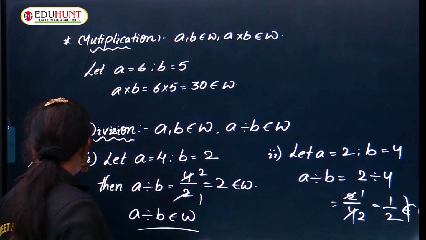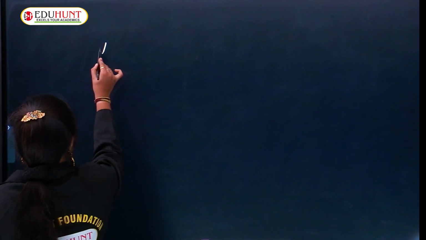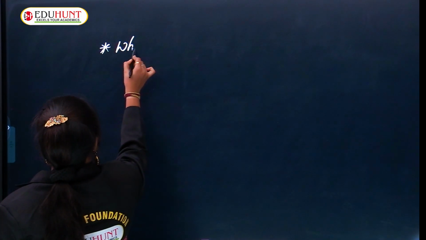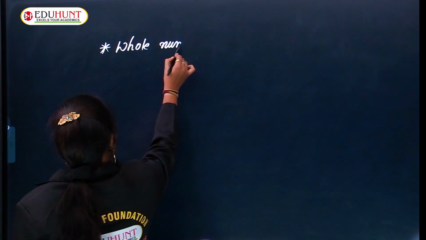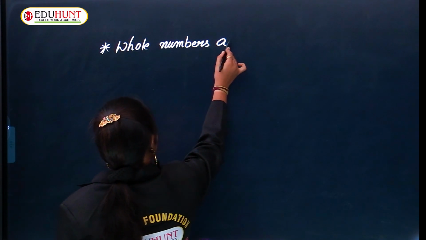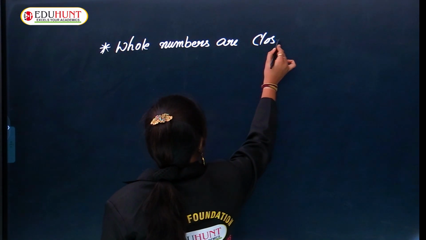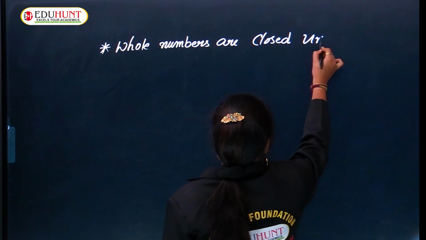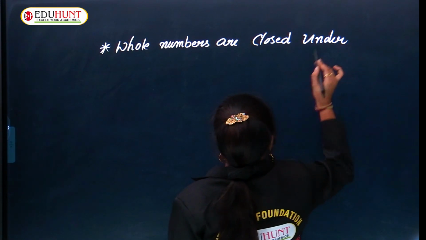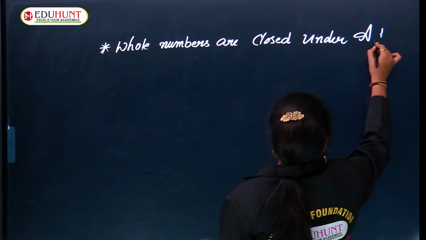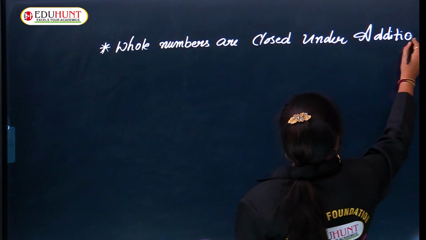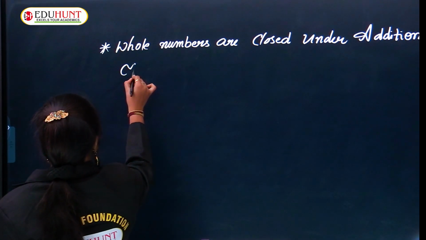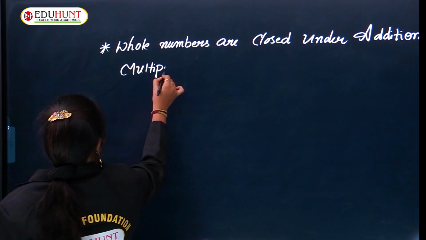And finally, what are the statements here? Finally, two statements related to the closure property. What are those two statements? Finally, whole numbers are closed under, closed means closure property, closed under the closure property. Closed under which fundamental operations? Addition and multiplication. Addition satisfies, and in the same way multiplication also satisfies, no? Addition and multiplication.